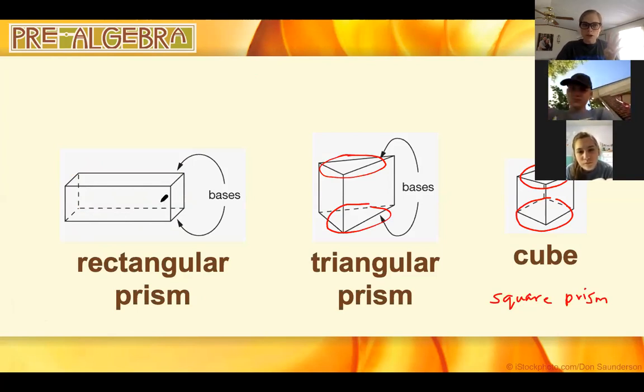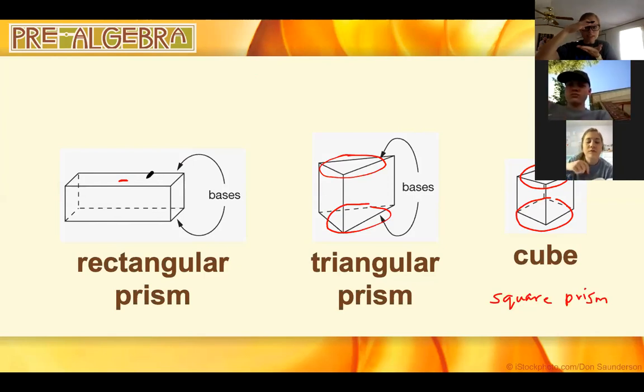Think about a tissue box, okay? Where the tissues come out at the top, the little slit in the top. The tissues are coming out. This is the top base, and this is the bottom base. The bottom of the tissue box and the top of the tissue box, those are the bases. That's how we name the prism.